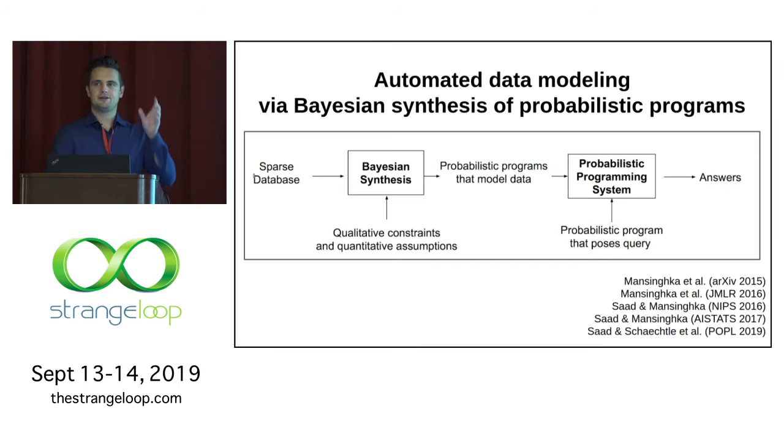So probabilistic programming builds the backbone of InferenceQL. But we also provide automated data modeling. And we do this via Bayesian synthesis of probabilistic programs. So the idea here is that we start with a sparse database or data table, and combine that with qualitative and quantitative constraints, if we want. For example, if I have a data table and I want to make sure that two columns do not affect each other, or are treated as independent according to my model, then we can specify this.